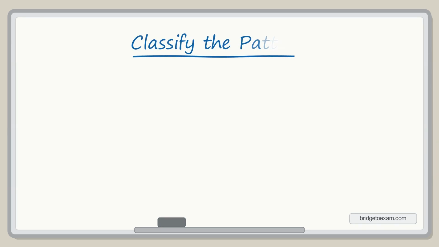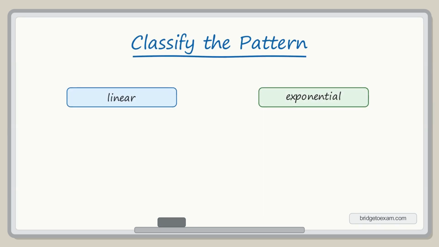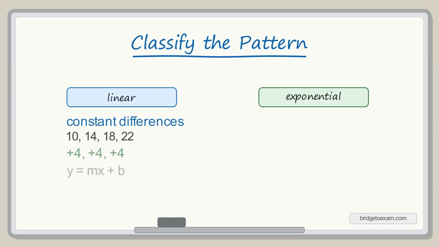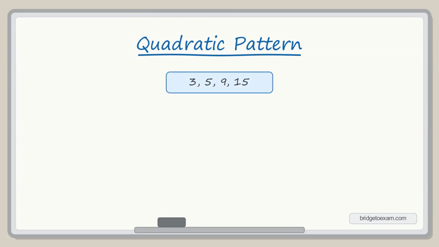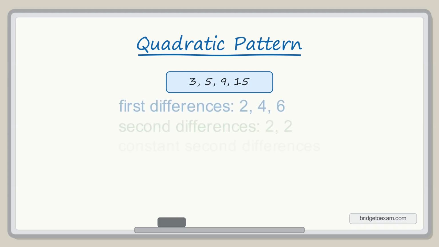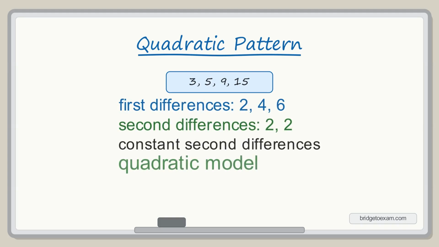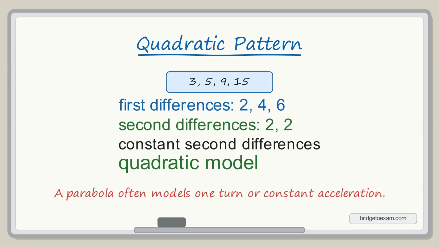For equally spaced inputs, constant differences suggest a linear model. Constant ratios suggest an exponential model. Check differences first, then ratios. If first differences are not constant, look at second differences. Constant second differences indicate a quadratic pattern.